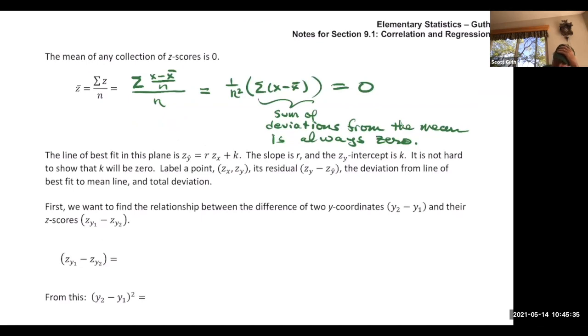Okay, so now it's talking about the line of best fit, but it's going to be in the ZX ZY plane. Okay, so here comes the line of best fit in the ZX ZY plane is going to be z-score of y hat equals r. That's going to be the slope times the z-score of x plus a y-intercept, which is k. The slope is r. The intercept is k, and it's not hard to show that k will be 0. I'm not going to do that. So we're going to go ahead and just say that with k always 0, that means the line of best fit will always go through the origin.